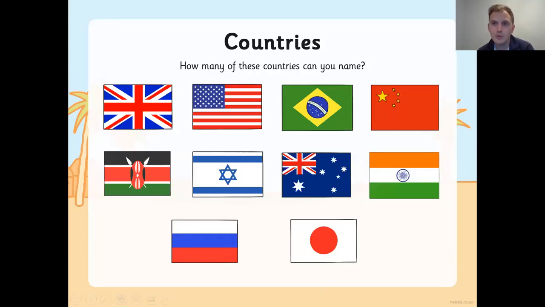So we'll start with a little quiz. How many of these countries can you name? Super tricky stuff. Hopefully you'll get a few of these flags. If not, you might have to ask some adults for help as well, maybe quiz them as well, see how many they know. If you want to, you can pause the screen and have a guess.